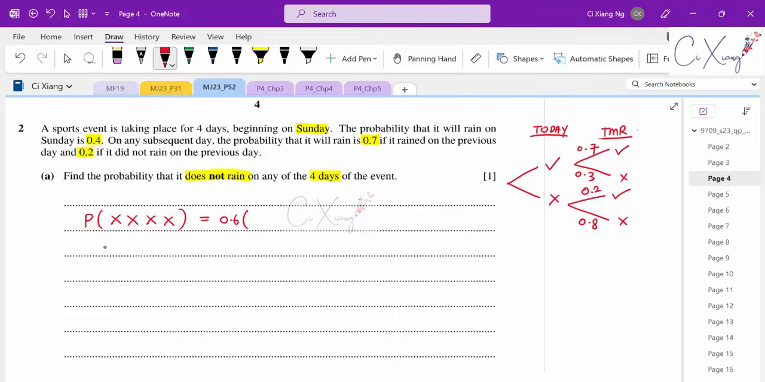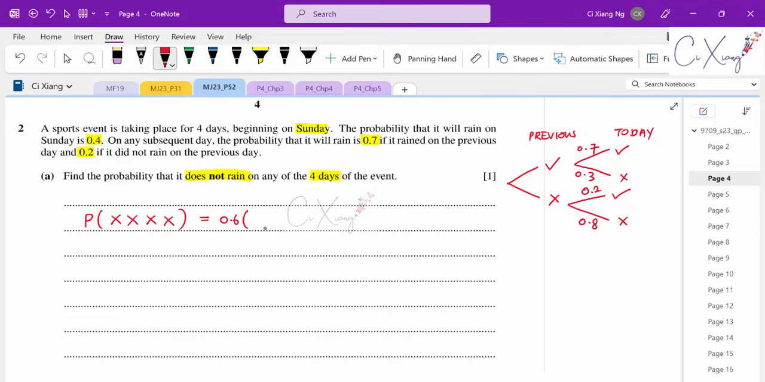Okay, so then we come to second day. On this second day, maybe I shouldn't write today and tomorrow, I should write previous day, which is better, and then today. So today means on this particular day. Alright, so on second day, which is the today, I want to get the probability of not raining.